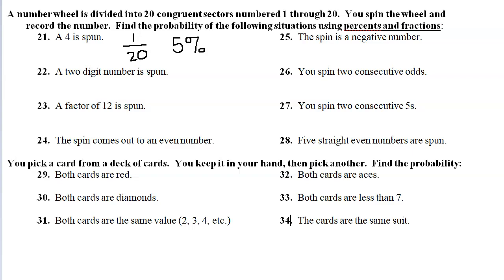What is the probability that a factor of 12 is spun? So now we're talking about 1, 2, 3, 4, 6, or 12. There are 6 possible ones. But I'm not going to leave that as 6 out of 20. I'm just going to go right to 3 out of 10. Otherwise known as 30%.